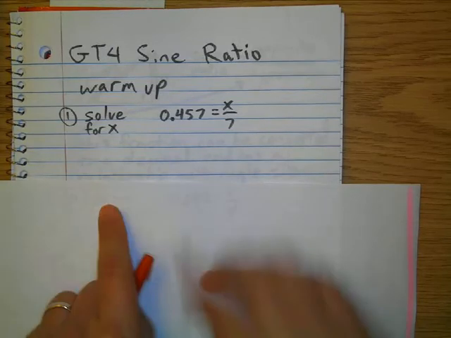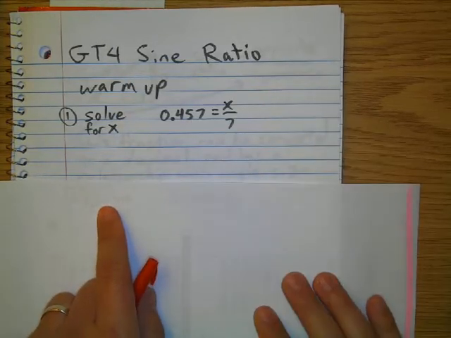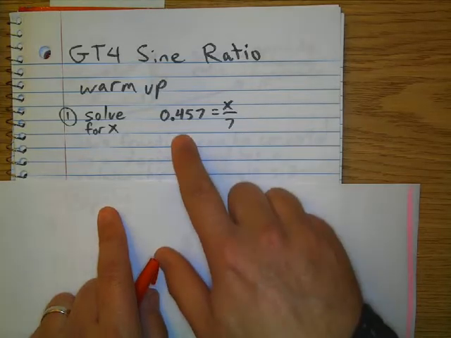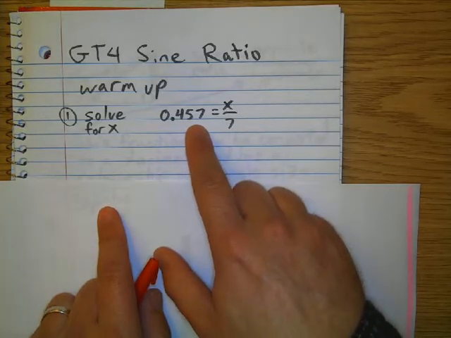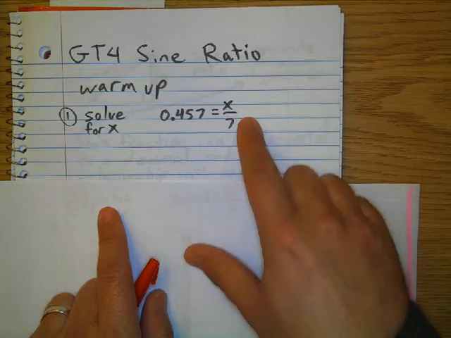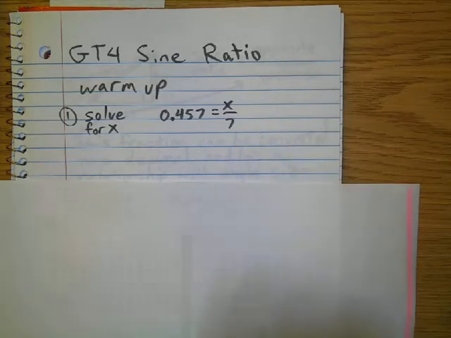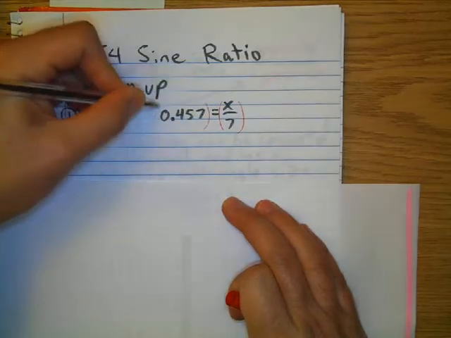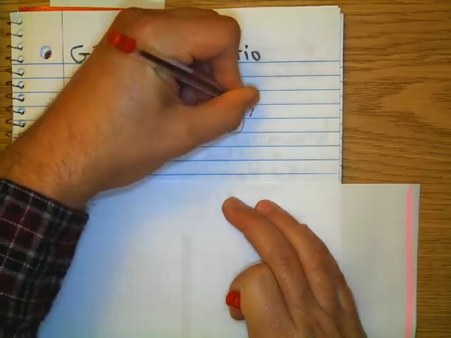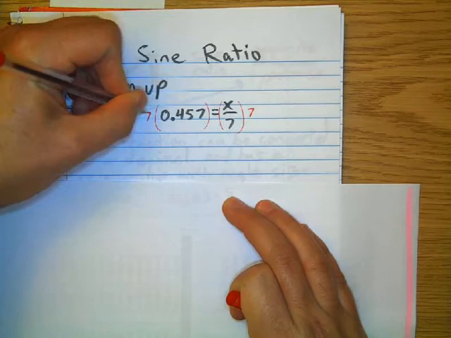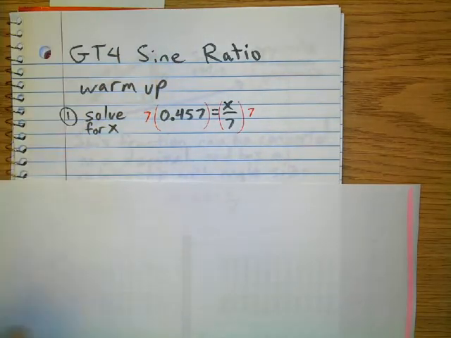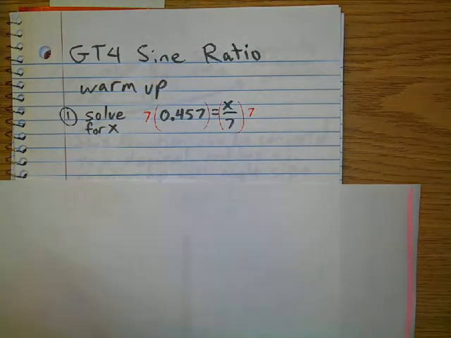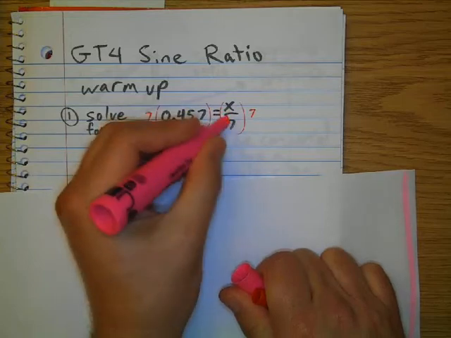All right, we're going to learn about the sine ratio today. So we're going to start off with this warm-up. 0.457 equals x over 7. So the first thing I'm going to want to do is multiply 7 on both sides. And the reason we do that is it makes the 7 on the top and bottom cancel out.